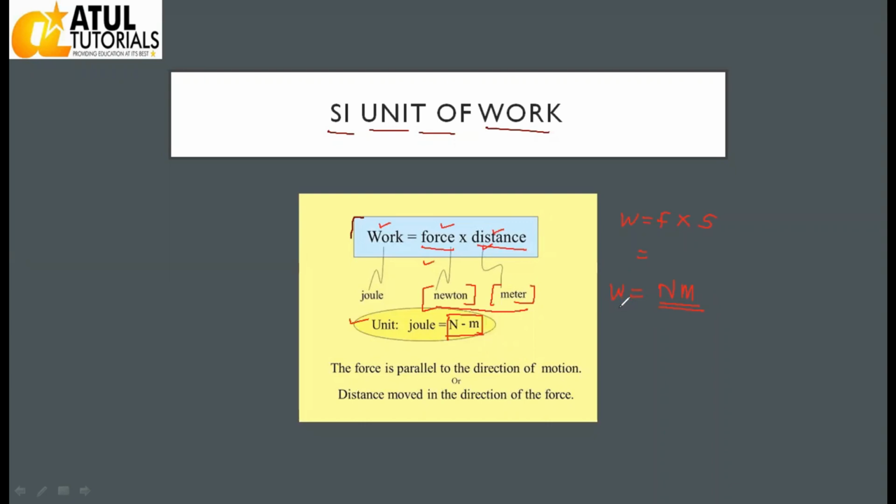Work done is calculated in Newton meter. But the SI unit of work can also be termed as joule, which is exactly equal to the Newton meter, because the study related to work was done by the scientist Joule. Therefore, by honoring this scientist, the SI unit of work is also referred to as joule.